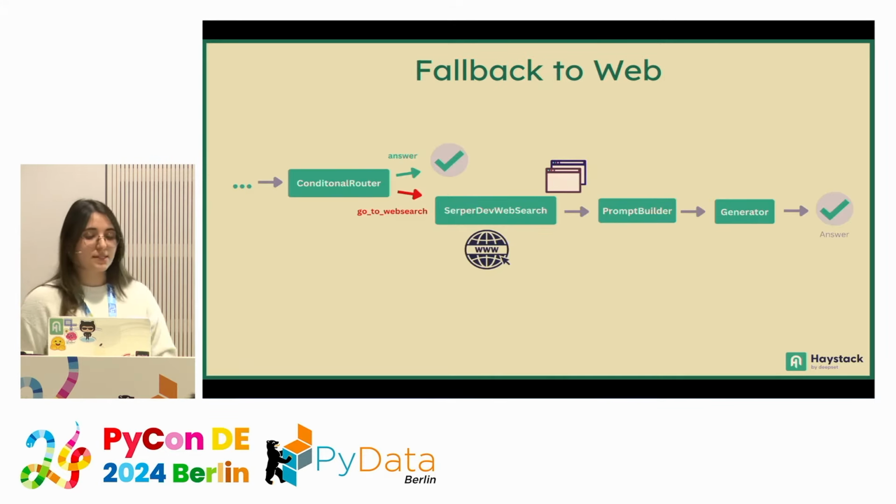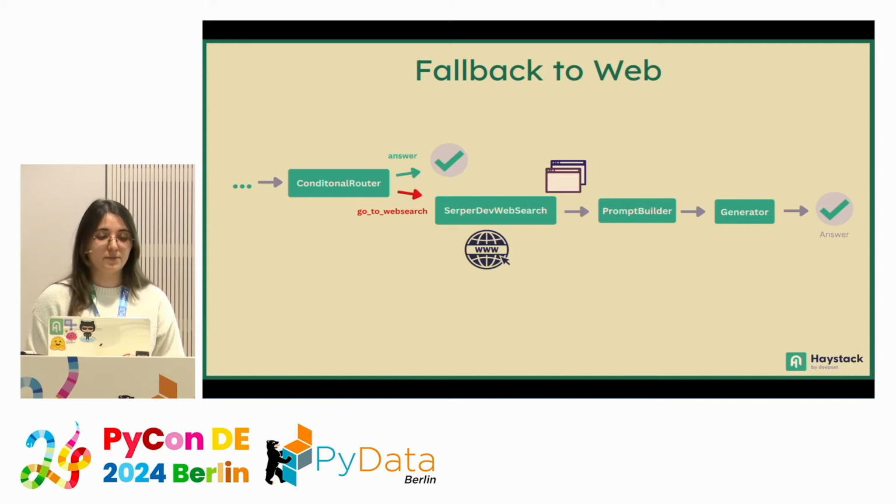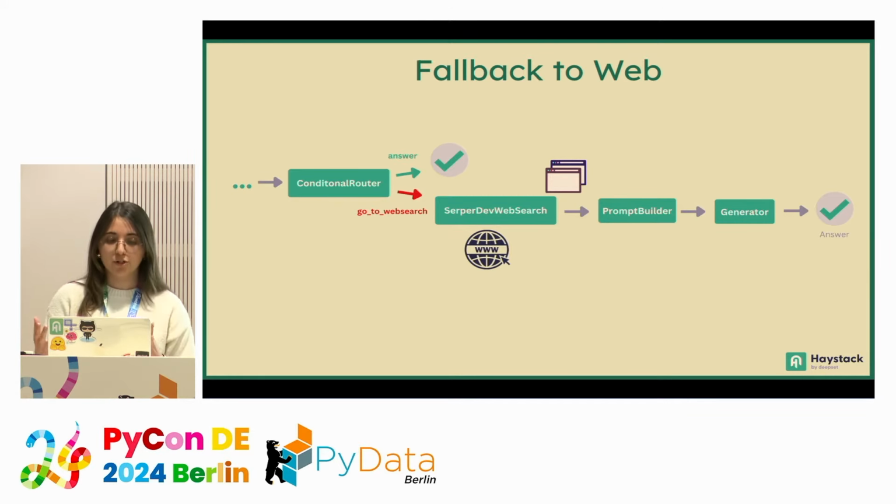So this is now the new version of our pipeline. The three dots on the left represent the RAG pipeline that we have. Then we connected our conditional router that can detect whether it should return the reply as an answer or not. And if it detects that we should make a web search, it sends the query to our web search component.